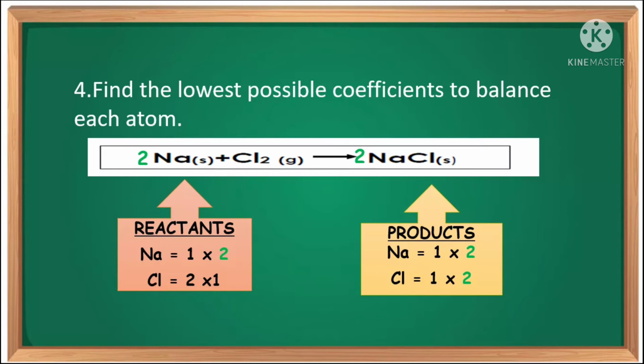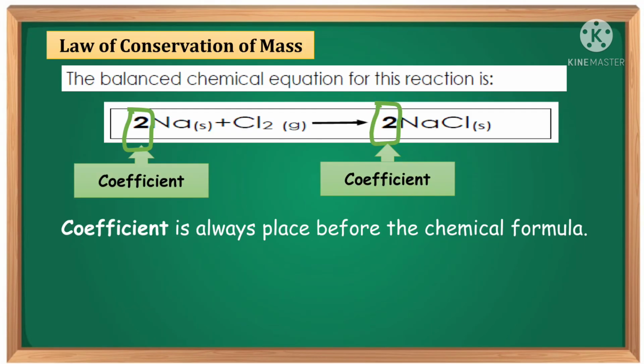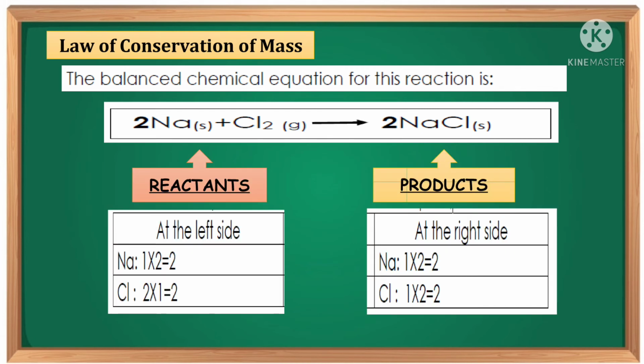For the chlorine atom, there are 2 atoms of chlorine on the left side. On the right side, there is one atom of chlorine that is multiplied by the coefficient of 2. This is the balanced chemical equation for this reaction. Always remember that the coefficient is always placed before the chemical formula.